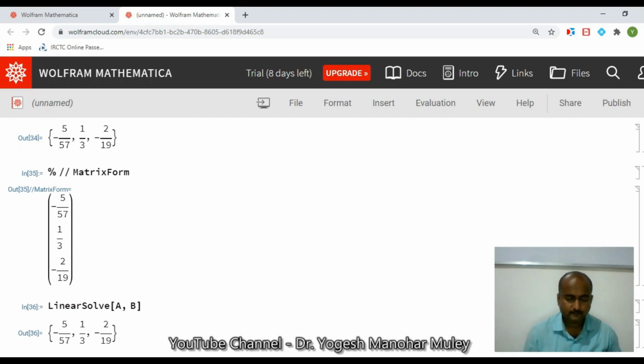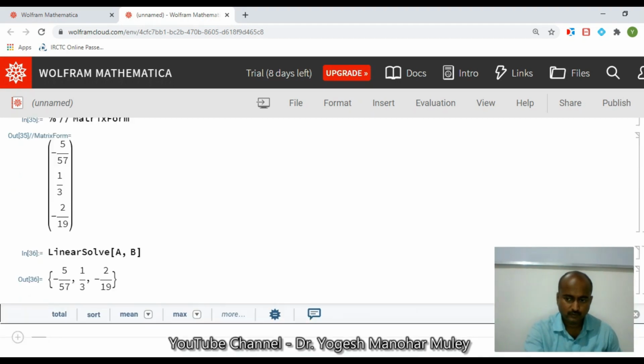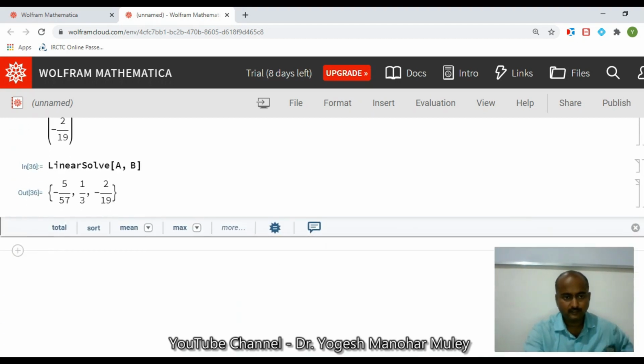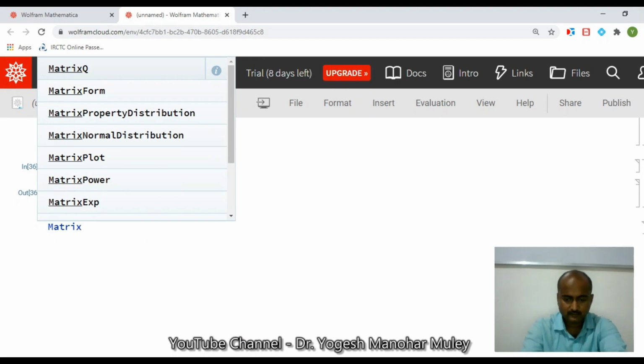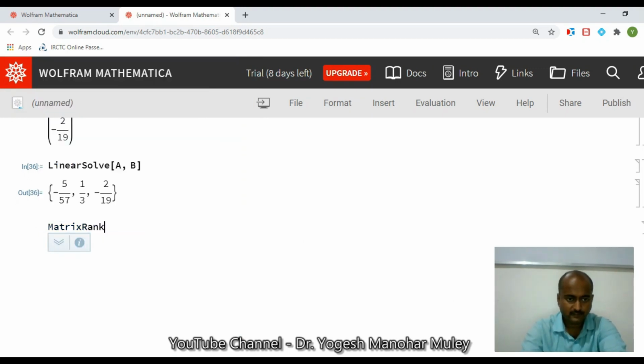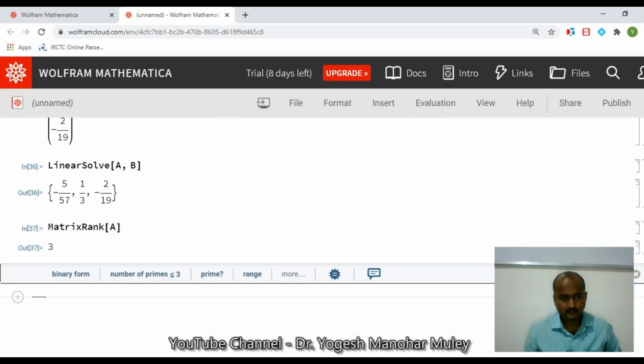So in this equation we have to substitute values for A and B. This will give a direct solution, but the LinearSolve command will not give an inverse, so you can directly have the solution with LinearSolve. In the same manner we can find the matrix rank. This will give the rank of the matrix, the number of non-zero rows in that particular matrix, known as matrix rank.